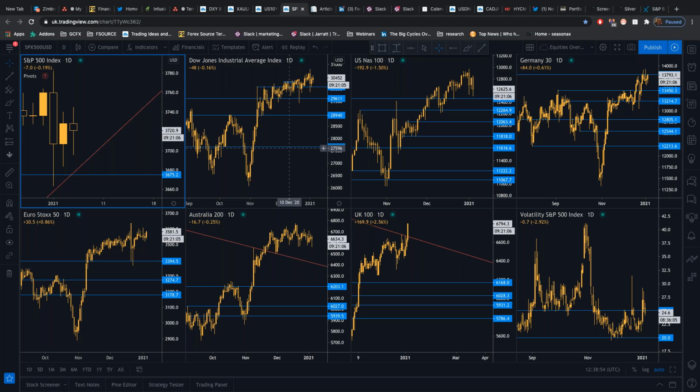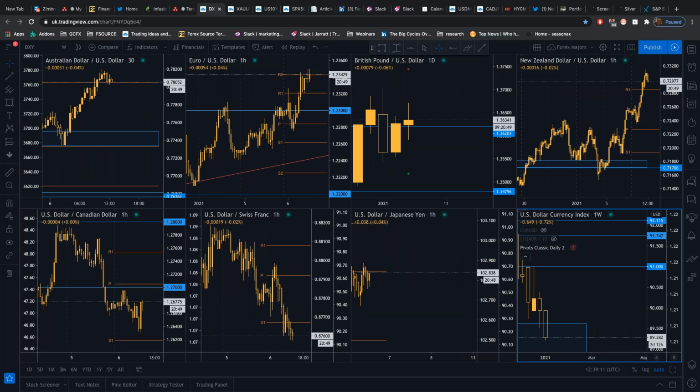Now, in terms of key data that we have coming up, we only have ADP employment data out of the US, not very significant in the wider context of today. And we also have the FOMC minutes coming up later tonight, 7 o'clock. So that will be important for the dollar. So any dollar moves are likely to be accentuated by those FOMC minutes.